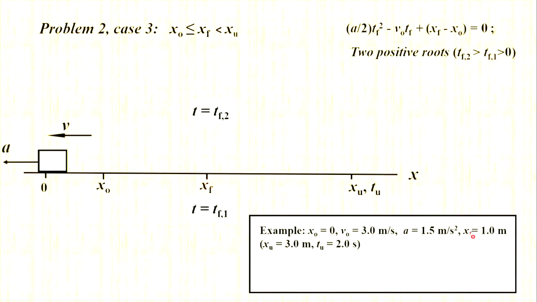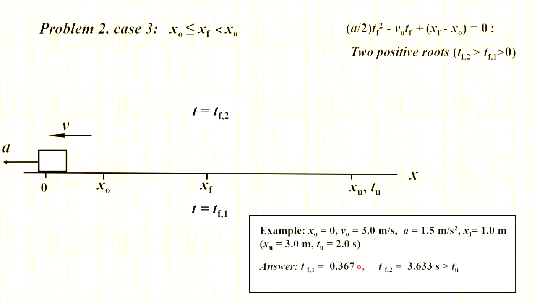So it corresponds to the position between initial and U-turn points. Solving this equation, we can find the answer. As expected, the second time is greater than Tu and the first time is smaller than Tu.